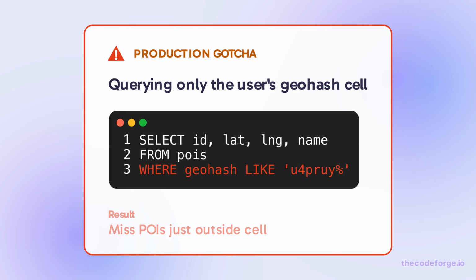A common mistake is to query only the user's geohash cell, but a POI just outside the cell yet still within the radius will be missed. Always query the 9-cell grid to cover boundary cases.